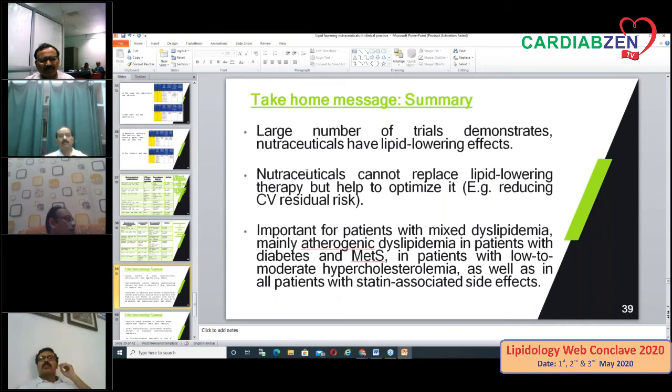The take-home message is a large number of trials demonstrate nutraceuticals have lipid-lowering effects. Nutraceuticals cannot replace lipid-lowering therapy. This needs to be borne always in mind. So we need not take off the patient from the lipid-lowering agents. Important for patients with mixed dyslipidemia, mainly atherogenic dyslipidemia in patients with diabetes and metabolic syndrome, in patients with low to moderate hypercholesterolemia, as well as in all patients with statin-associated side effects.